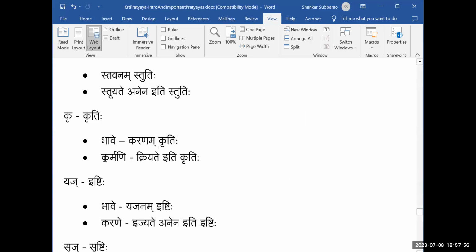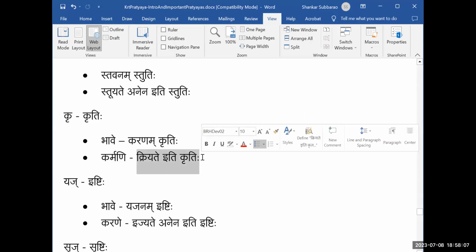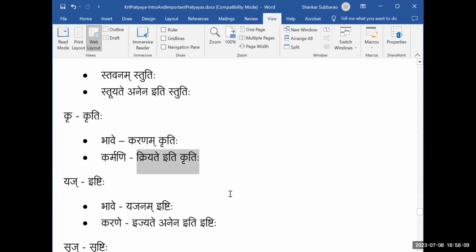Now, I'm giving a karmani vyutpatti. Karmani vyutpatti means what? Now, what is going to be derived is a meaning as the object. Kriyate iti kritihi. Are you able to follow this? Kriyate is what usage? Karmani. It is karmani. Ya is there. How will you translate kriyate? It is done. What is done? Whatever is done is called kriti.